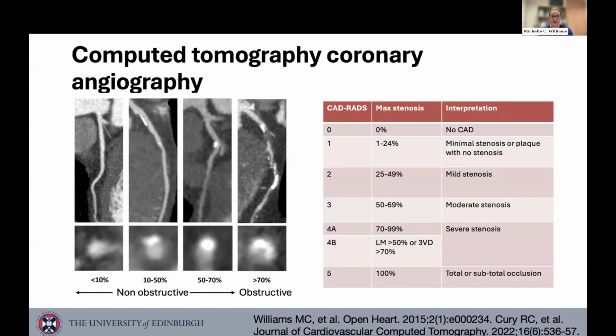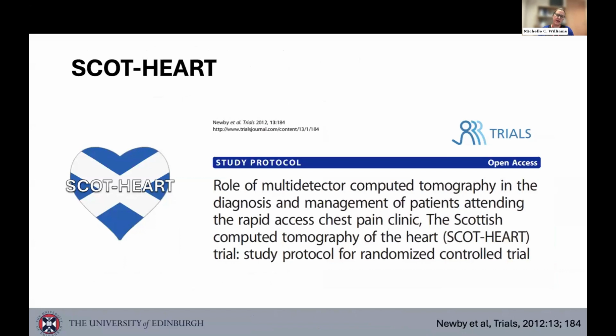And we have various classification systems for how to interpret these stenosis. This is an example of the CAD-RADS classification, all visually assessed stenosis severity, different potential treatment recommendations, different implications for further testing. So with that background, several large multi-center studies have been done looking at what the role of this is in clinical practice. And as Hatem mentioned, the Scott-Hart study is one that I've been involved in.